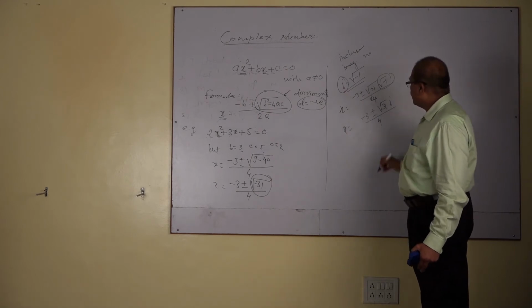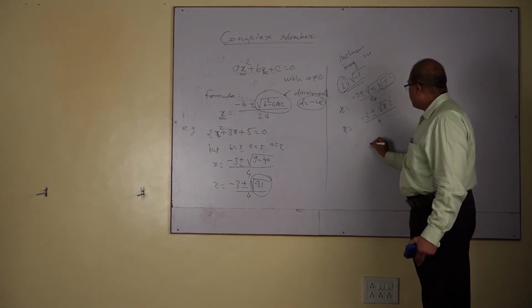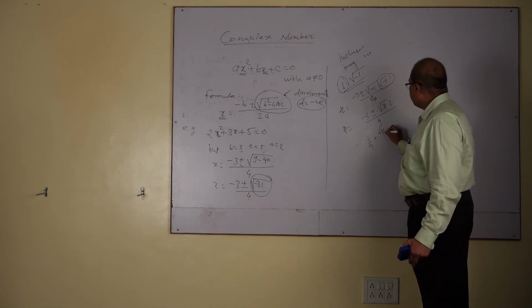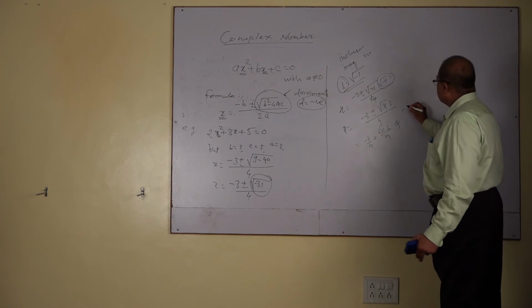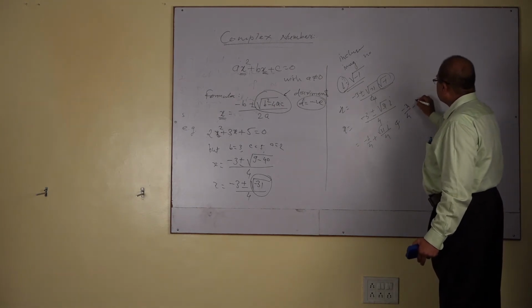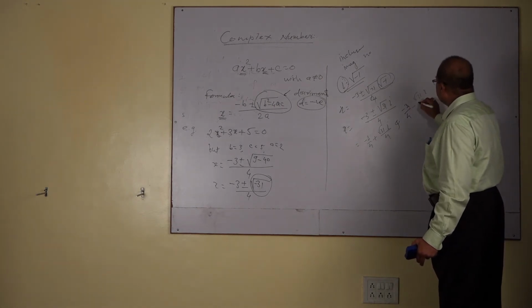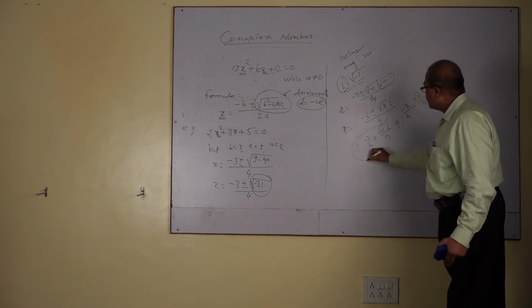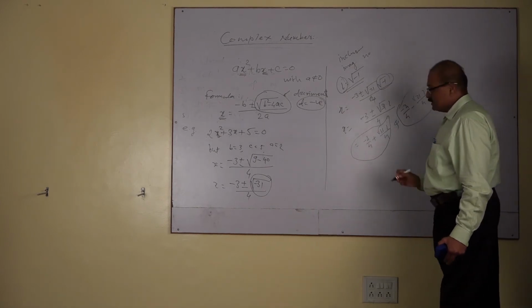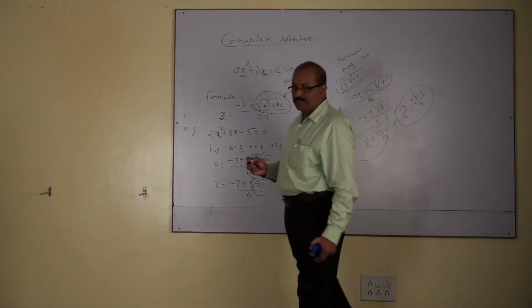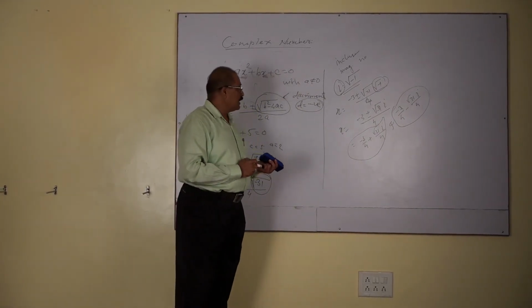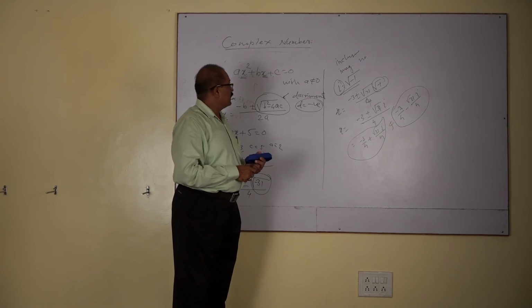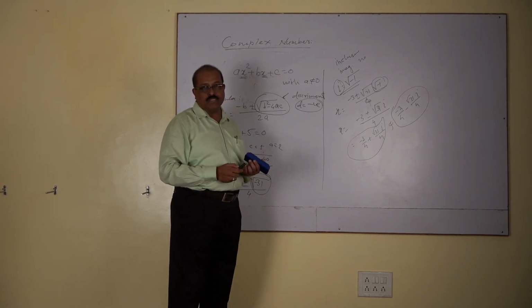Divided by 4, and therefore the roots are minus 3 upon 4 plus root 31 i divided by 4, and minus 3 by 4 minus root 31 i divided by 4. These are the roots of the quadratic equation. Here we express this using the imaginary number i, and this i can be expressed in terms of the complex number.